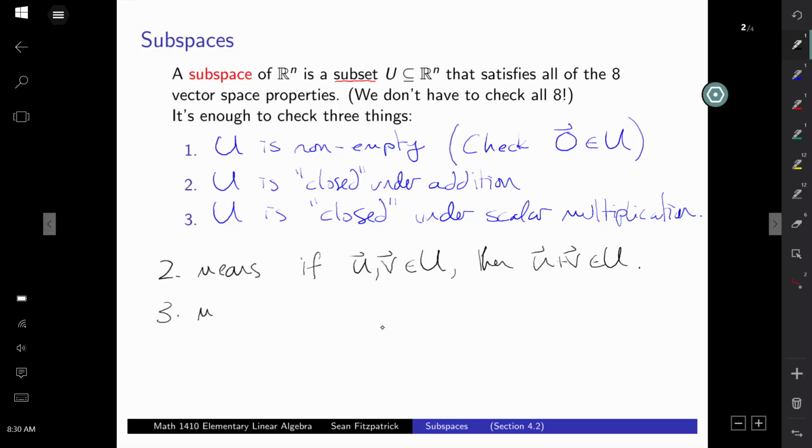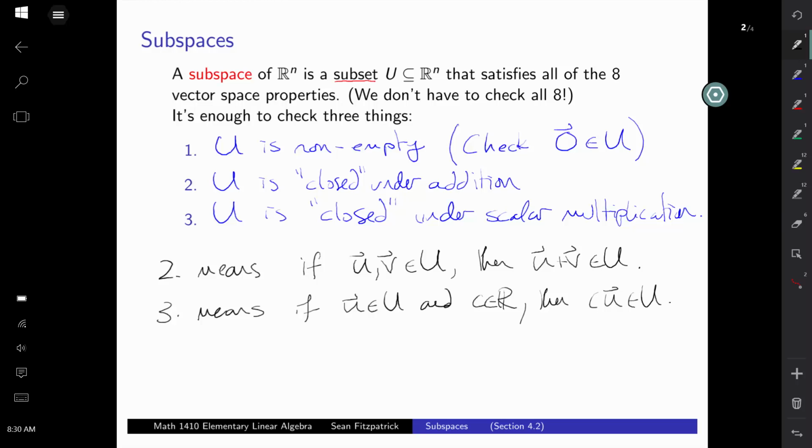3 means that if u is in U and c is any scalar, then c times u has to be in U. So if you have one vector in there, then you have to have every scalar multiple of that vector also in the set. So this is basically what the third condition is saying.